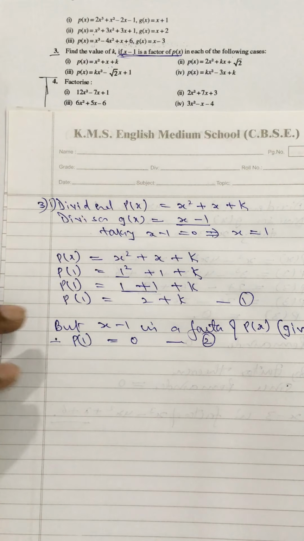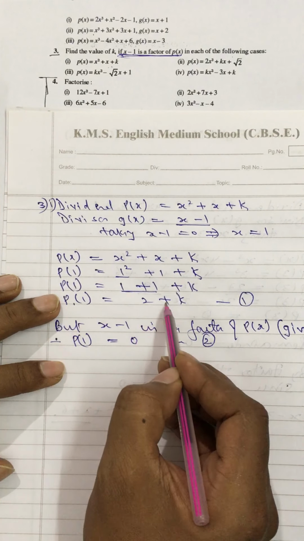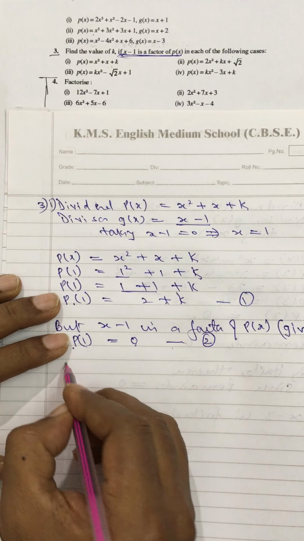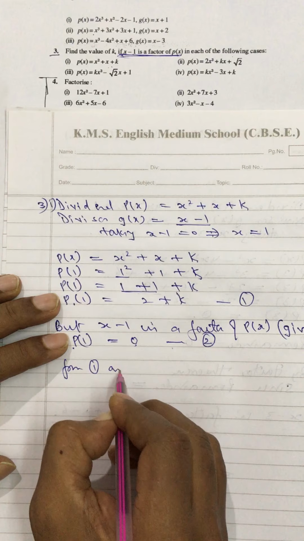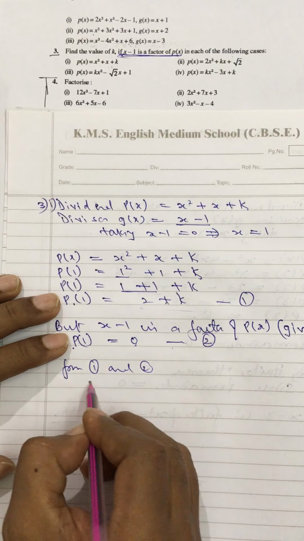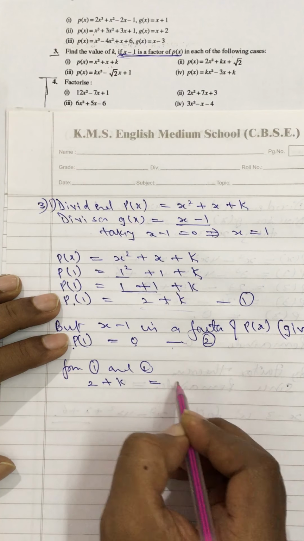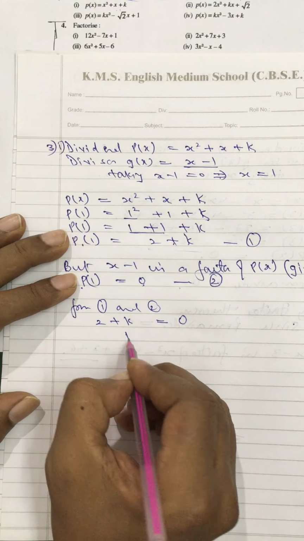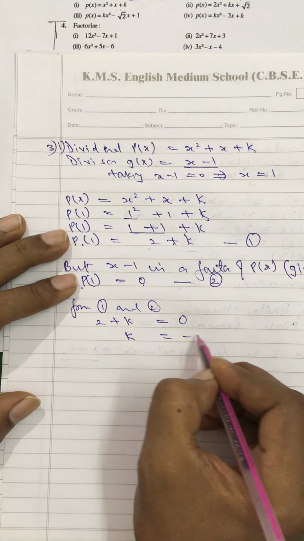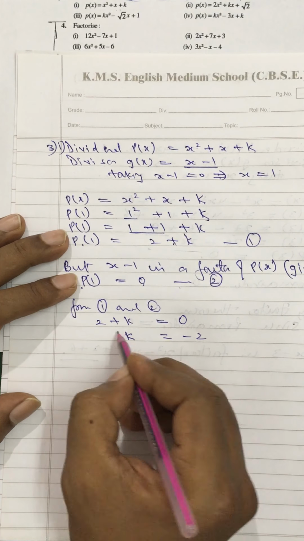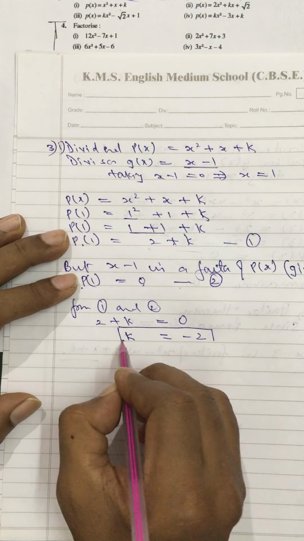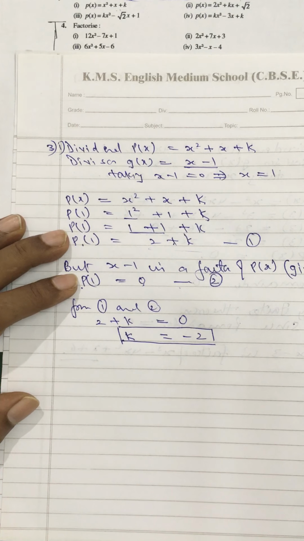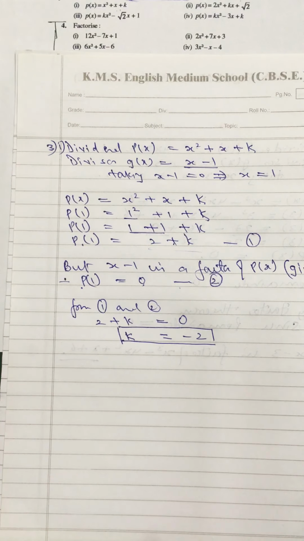If it is a factor, definitely the value of P of 1 at the end is going to be 0. That means from 1 and 2, P of 1 is equal to this and P of 1 is equal to 0. From 1 and 2, this whole thing, 2 plus k, has to be equal to 0. I will solve this. 2 will be shifted on the other side. K is equal to minus 2. Therefore, k is equal to minus 2. I have found this. This is the solution. Value of k is minus 2. Are you getting? This is so simple.